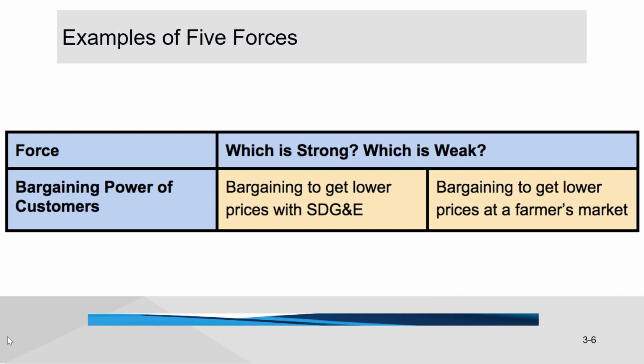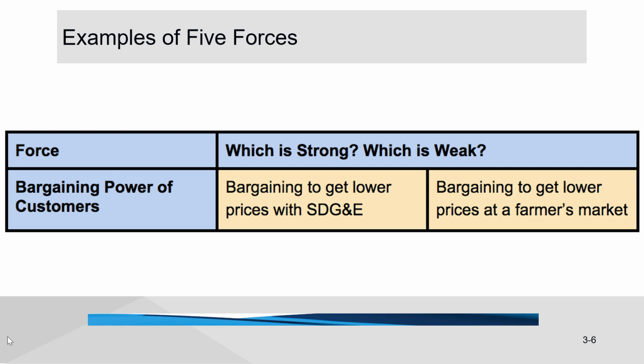Now let's work through some examples of our own. Is the bargaining power of customers strong or weak if we are bargaining to get lower prices with SDG&E? How about if we're bargaining to get lower prices at a farmer's market? Well, the bargaining power of customers is weak if we're bargaining to get lower prices with SDG&E. There's really no rivals out there, no available substitutes. We have to go with them, and if we call them and say my electric bill was really high, can you lower it? Chances are they won't agree to do that.